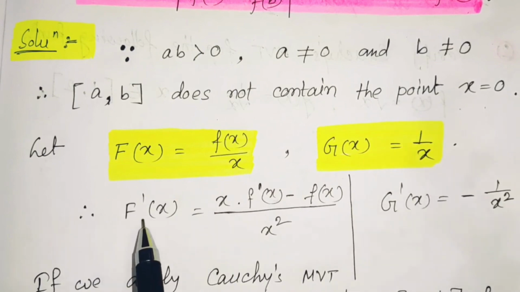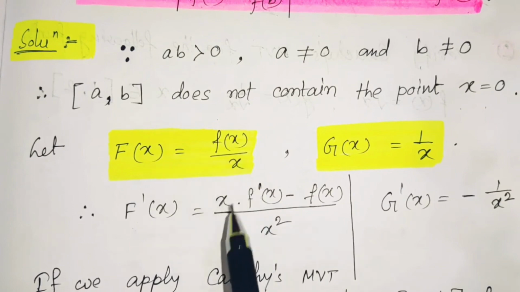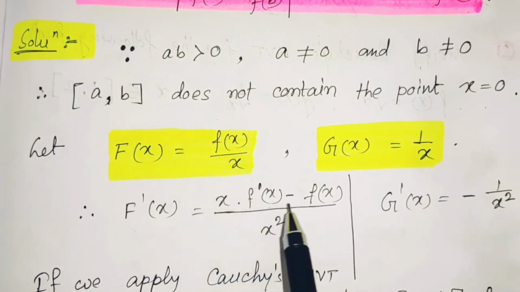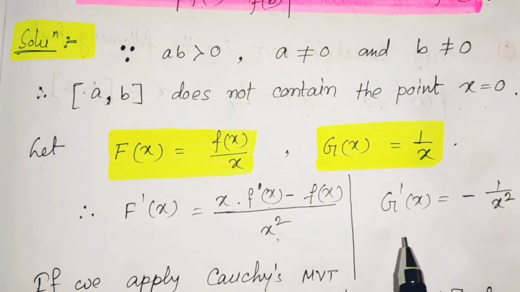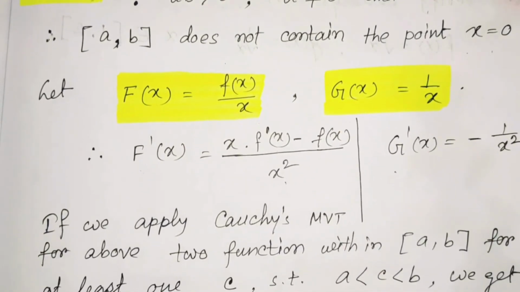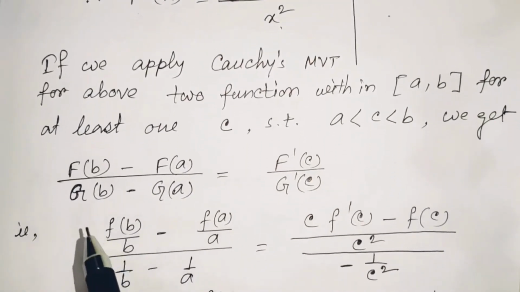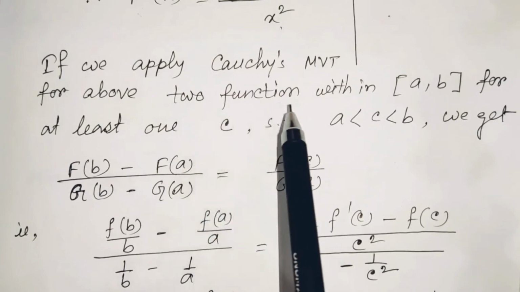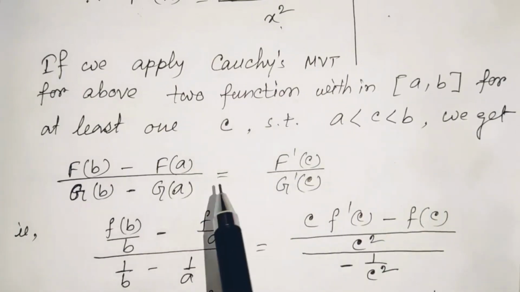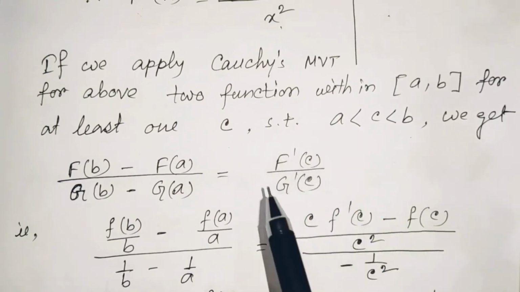So that we can find out the derivative of this function. Here it is in the u by v format, so it is x into f dash x minus f x by x square, and its derivative is simply minus 1 upon x square. Now if we apply the Cauchy mean value theorem here, then within this range we will find a value c lying between a and b.